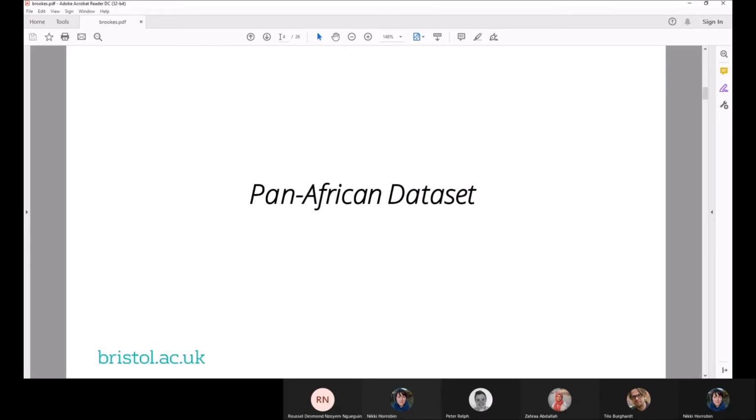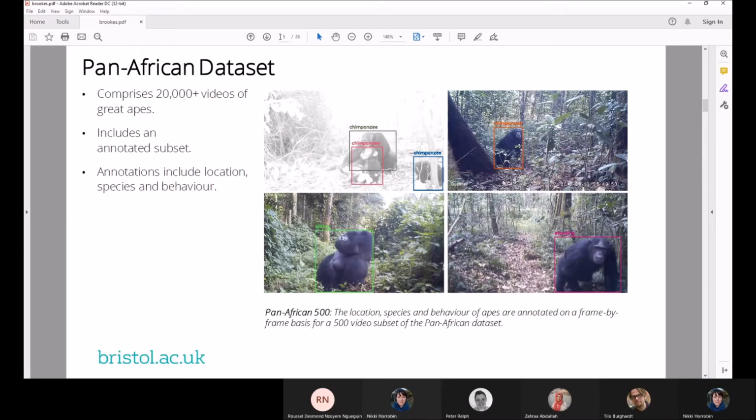Before I talk about either of those, I'd like to introduce the data set that we're working with. We use the Pan-African data set. It comprises about 20,000 videos of great apes. Very fortunately for us, there is a 500 video subset which has fine-grained annotations. The annotations include the location, the species, and the behavior. You can see the top two images are where we're displaying the species annotation, and the bottom two images are where we're displaying behaviors.